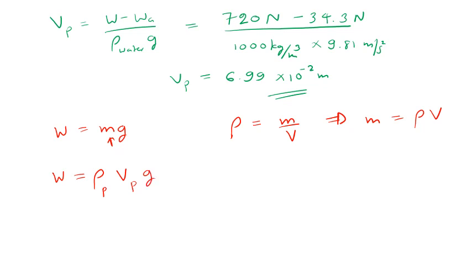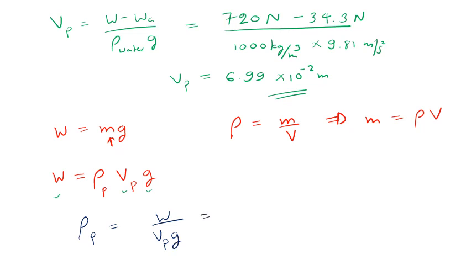So if you look at this expression, the weight of the person is given outside the tank, and we just calculated the volume of the person, and we know this is a constant. So the only unknown quantity is the density of the person, rho p. So you can write this rho p value as W over Vp times G.